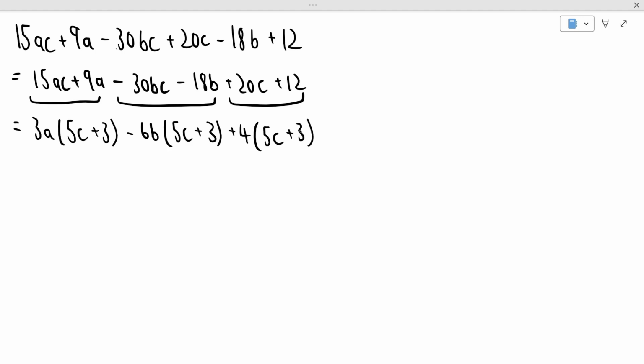So now we can see that we've done our factoring by grouping correctly, because now we can see a 5c plus 3 that all three terms have in common, which we can take out from each term. So inside our second parentheses, if we take out the 5c plus 3 from the first term, we're left with a 3a, and if we do the same for the second term, we're left with a minus 6b, and if we do that for the third term, we're left with a plus 4. So this is our final answer.